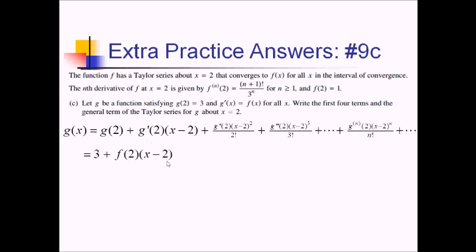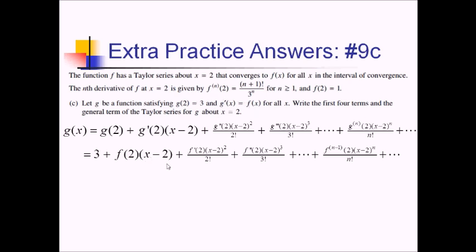And then I'll do one more layer of plugging things in. This is really going to be then f prime of 2, x minus 2 squared over 2 factorial, f double prime of 2, x minus 2 cubed over 3 factorial. And this is going to be the, let's see, this would be the n minus 1th derivative of f at 2, x minus 2 to the n over n factorial. So that's where we stand if we apply the fact that g prime and f are the same thing.